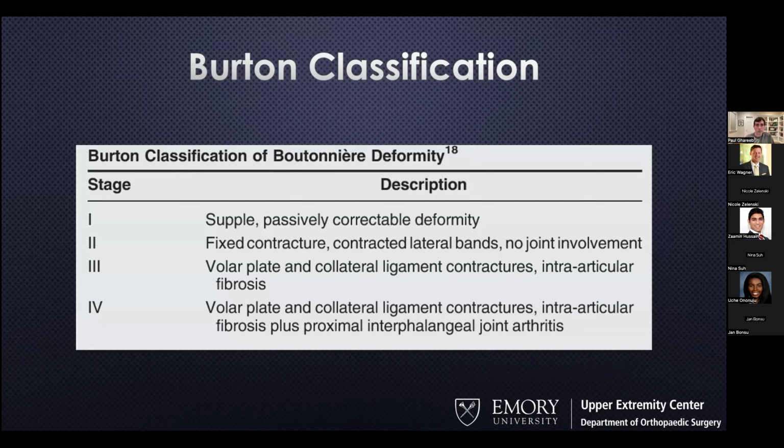Stage 2 is where you start to develop more of a fixed contracture. You start to have contracture of the lateral bands, but your joint really is relatively well preserved. Stage 3, really you're getting intra-articular fibrosis, and you're getting more of a fixed static deformity of the digit that's less flexible or less mobile. And in stage 4, that's whenever you develop arthritis. And so the cat's kind of out of the bag with that one.